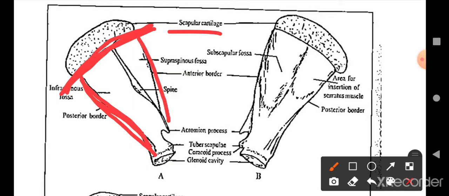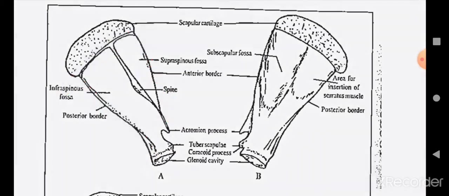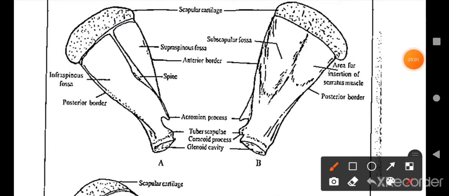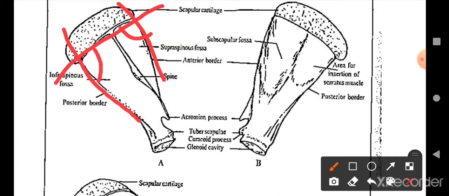Now let us come to the angles of the scapula. The anterior angle is formed by the joining of the dorsal border and anterior border, and the posterior angle is formed by the joining of the dorsal border to the posterior border, and the inferior or glenoid angle is formed by the joining of the anterior and posterior border.